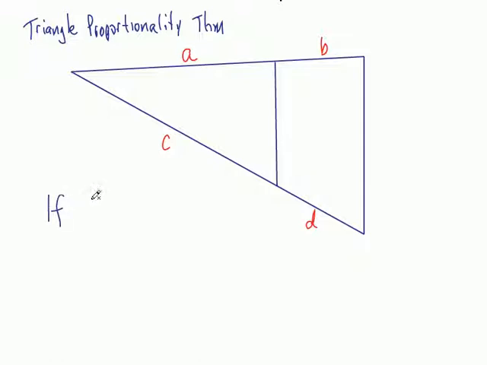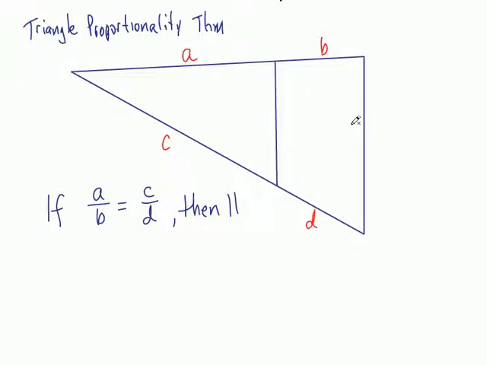If what? So if A over B equals C over D, then what do you think is true about these two lines? They got to be parallel to each other. Does that make sense?